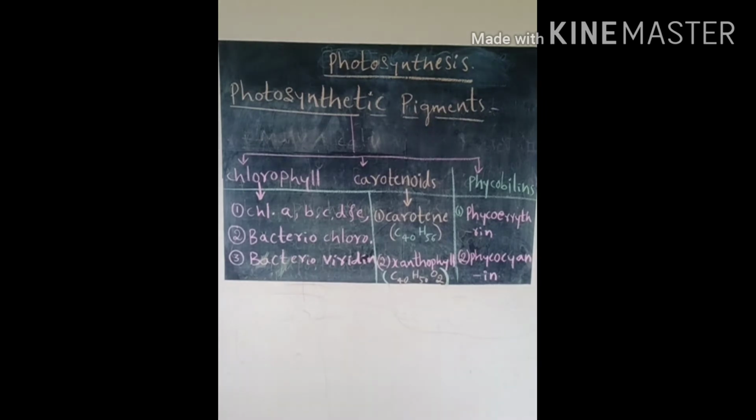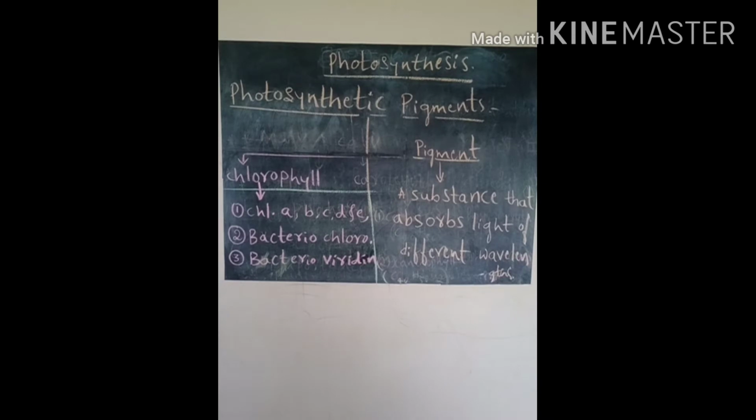Among these three types of photosynthetic pigments, chlorophyll plays a very important role. Chlorophyll A is called the necessary pigment, and the remaining chlorophyll molecules are called accessory pigments. Next, bacteriochlorophyll and bacterioviridin are the types of chlorophyll present in bacterial cells. So this is the classification of photosynthetic pigments. Next, I will explain in detail one by one.